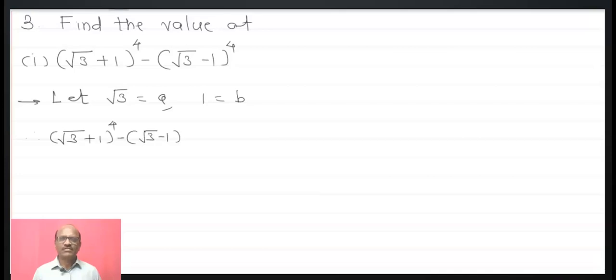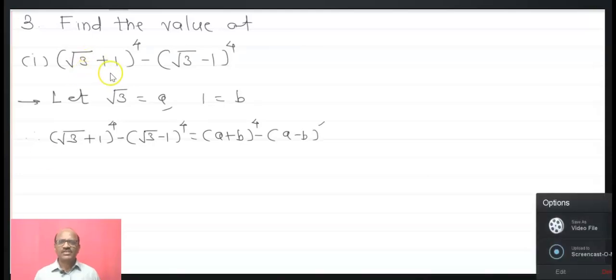Now to find the value of root 3 plus 1 bracket is to 4 minus root 3 minus 1 bracket is to 4. In the previous examples, I will again repeat, that is x raised to 5 upon x is x raised to 4. Now here root 3 is equals to a and 1 is equals to b. Now the expansions are like this. Root 3 plus 1 bracket is to 4 minus root 3 minus 1 bracket is to 4 is equals to a plus b bracket is to 4 minus a minus b bracket raised to 4.